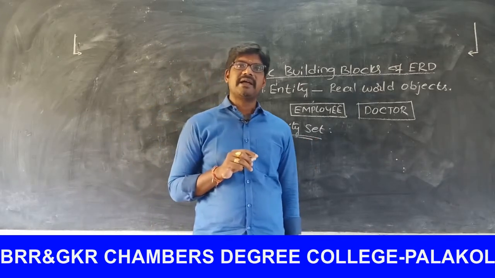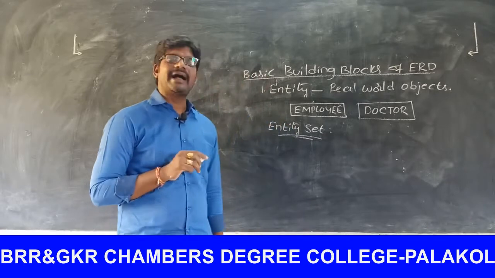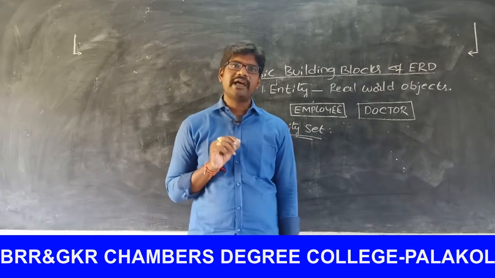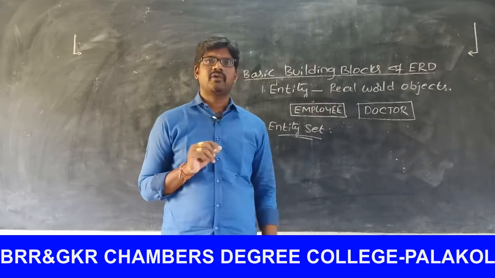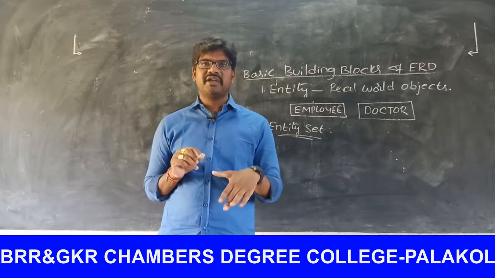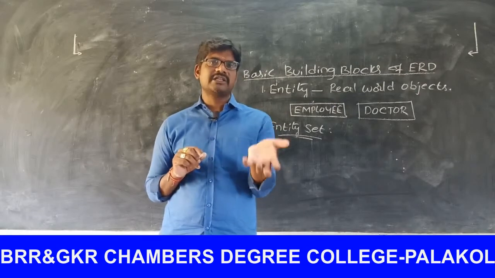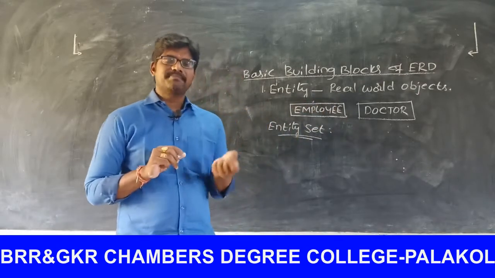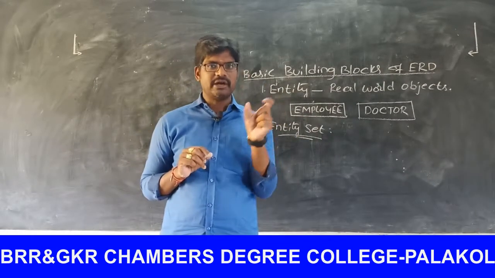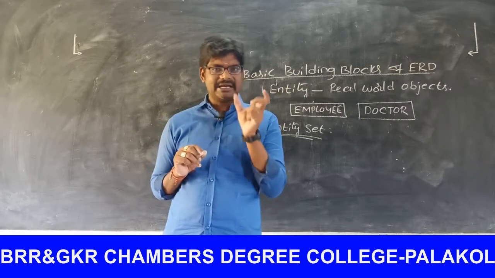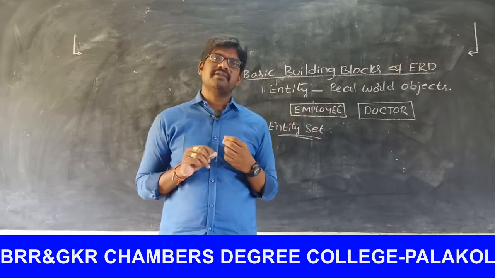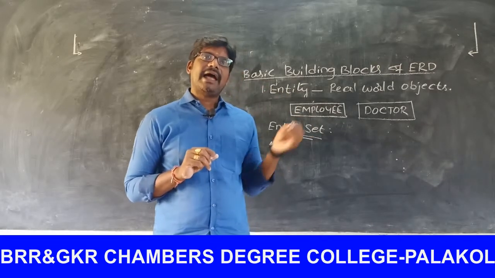Entities are represented by their properties called attributes. Every entity has some properties. For example, employee has some properties: employee ID, employee name, employee qualification, employee designation. All these are the properties of the employee. And student has some properties: student roll number or student ID, student name, student address, student marks, student email ID. All these are the properties of the student. We call it as attributes.